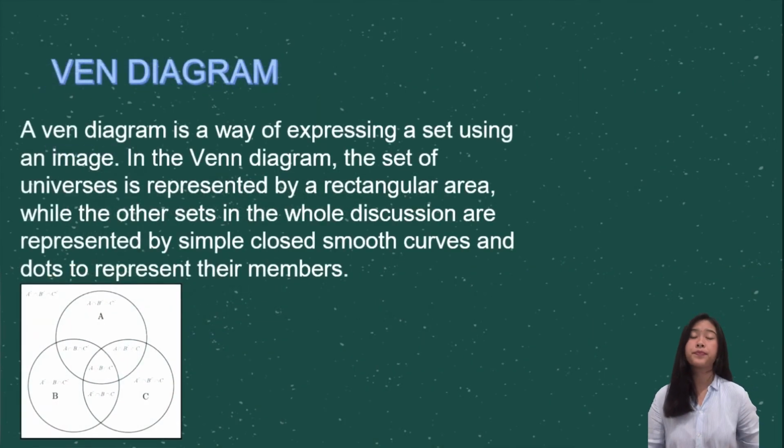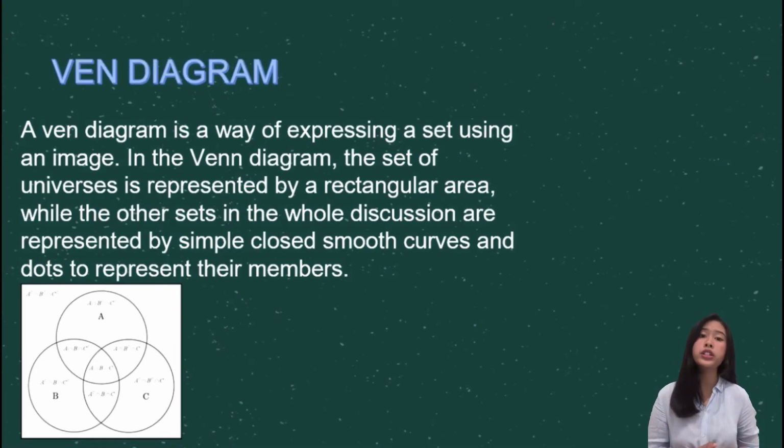Venn diagram. A Venn diagram is a way of expressing a set using an image. In the Venn diagram, the universal set is represented by a rectangular area, while the other sets in the whole discussion are represented by simple closed, smooth curves and dots to represent their members.